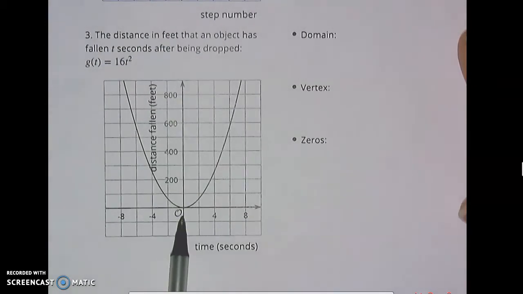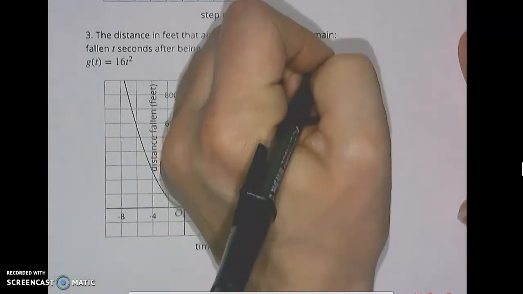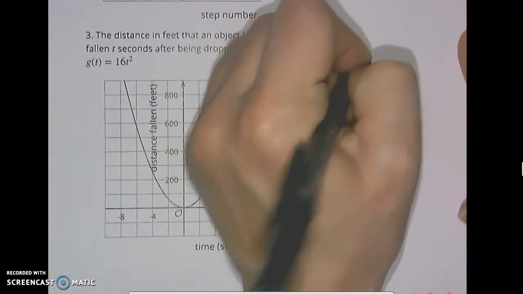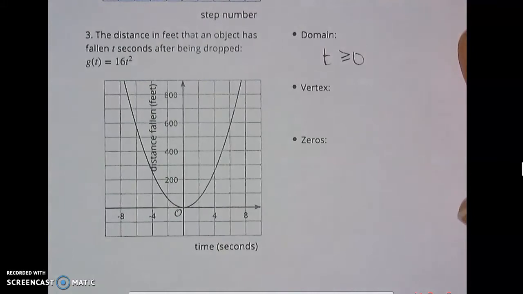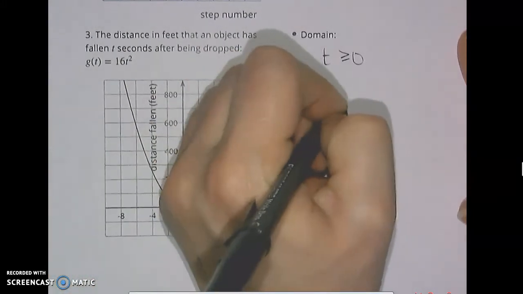Can you have 0 seconds? Can you have negative seconds? Can you have positive seconds? That's what you have to think to yourself. So for this, we can have 0 seconds and we can have positive. So our domain would be t is greater than or equal to 0. Your vertex is happening right there. So that's going to be the point (0, 0).